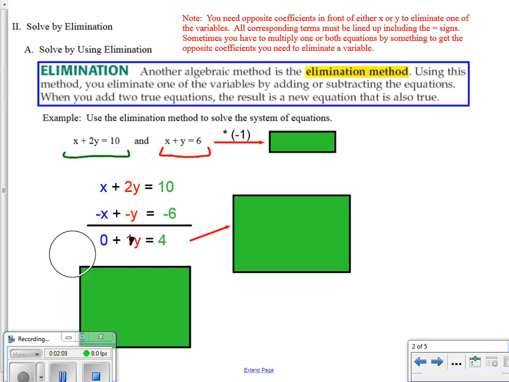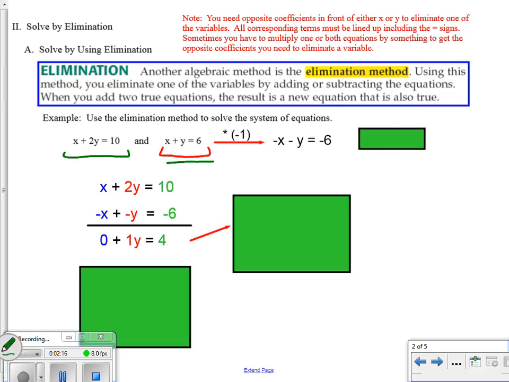Now, you may have to use multiplication, and this is what that would look like. If I took this equation here, our second one, and multiplied it by negative 1, it would become negative x minus y equals negative 6. Okay, and that's where I got this piece from. So the negative x plus negative y, over here we had the minus y. That's the same as saying add negative y. So negative x plus negative y equals negative 6.